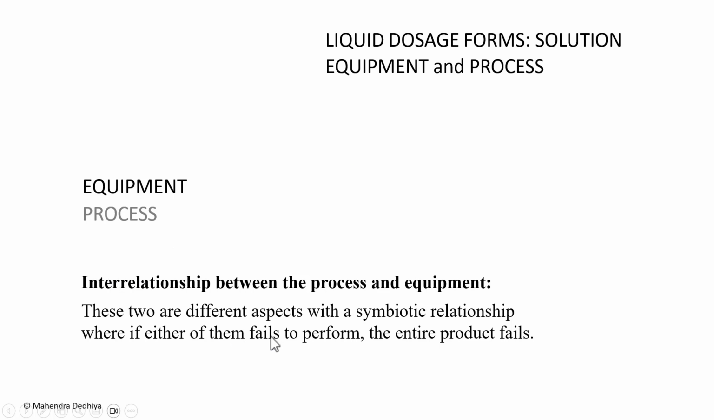These are two different aspects of manufacturing, where if either the equipment or the instructions fail to perform, the entire product fails. We can write a procedure whereby a solute is dissolved by heating a solution. In a laboratory batch, a glass beaker and a hot plate with a magnetic stirrer is adequate. So equipment and process are interrelated. It is important to develop laboratory batch processes so that the process can be transferred to a commercial batch scale.